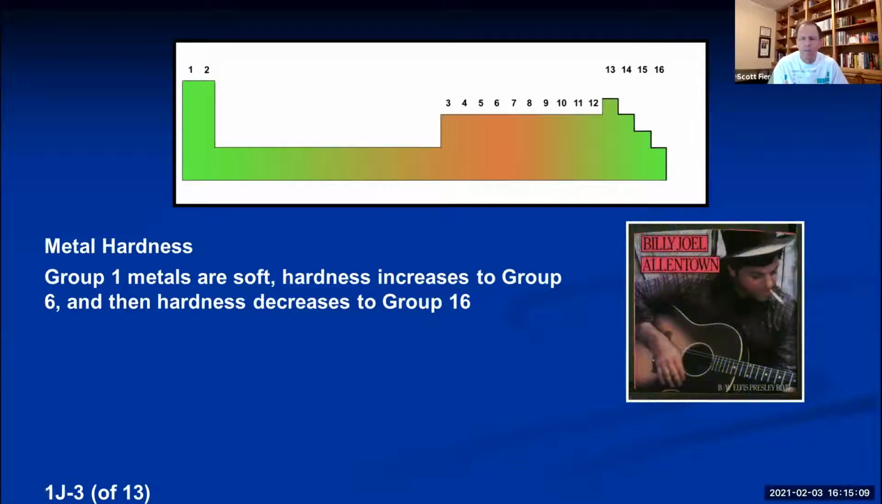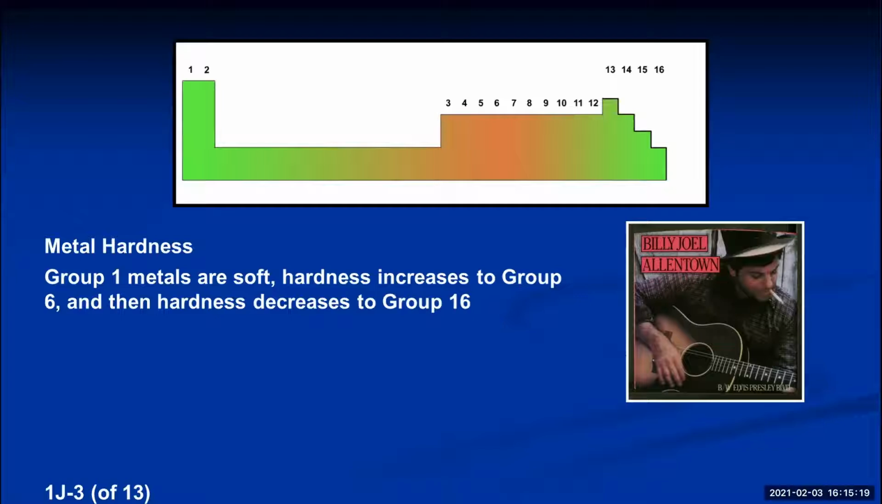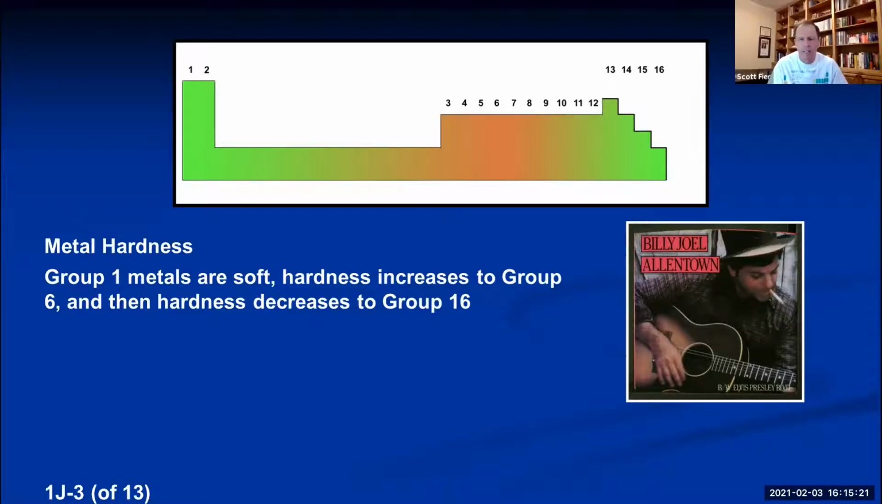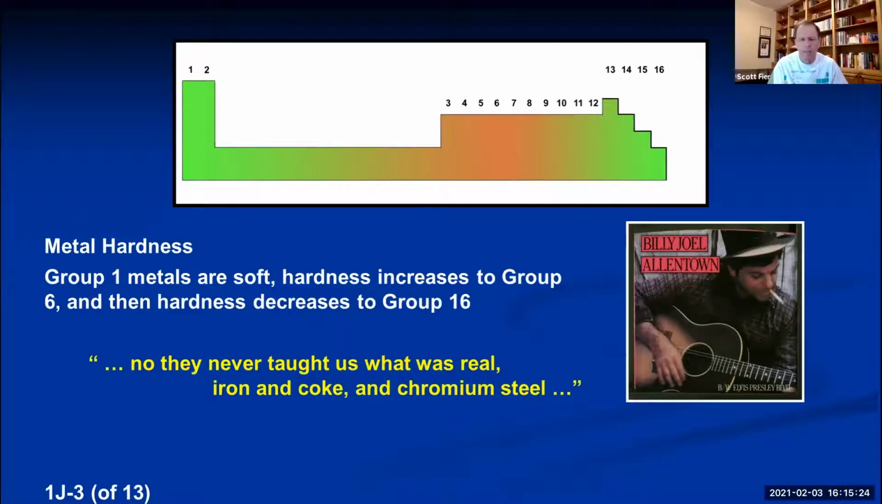So, Mr. Holmes, or Mr. Orsinian, whoever it was that asked that, are you familiar with the song "Allentown" by Billy Joel? No. Oh, maybe your parents are. So sorry about that. So in this song, he's singing about this town in Pennsylvania. And one of the lines was, "No, they never taught us what was real. Iron and coke, chromium, steel."